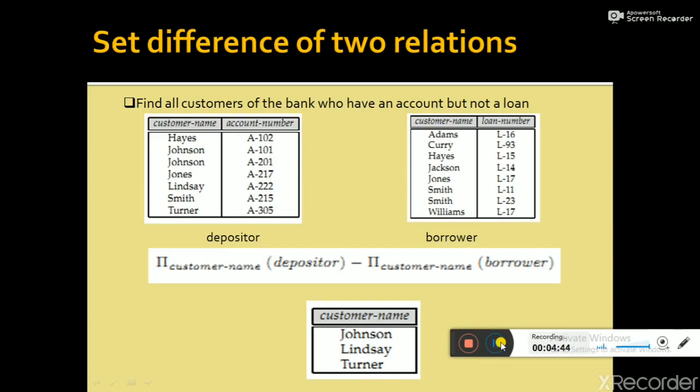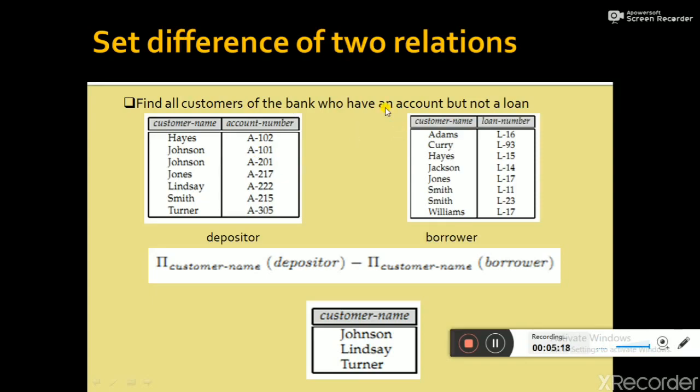Now take an example of set difference operation. Suppose two relations are given. One is the depositor relation, which contains information about customers who have an account in the bank: customer name and account number. Another is the borrower relation, which contains customers who have a loan: customer name and loan number. So our query is to find and print the names of all customers of the bank who have an account but not a loan.